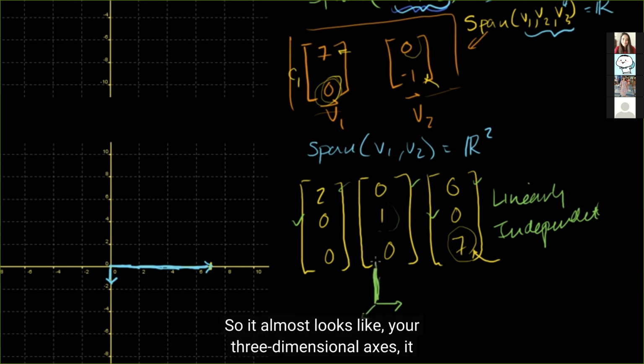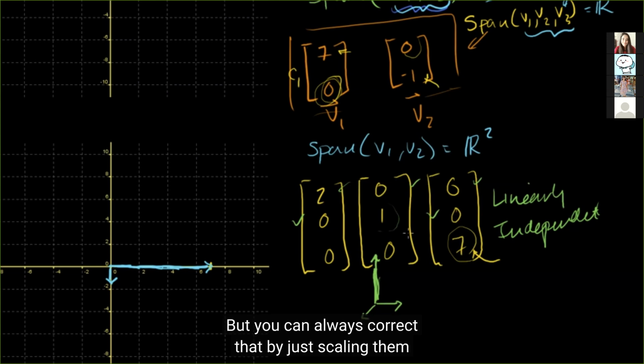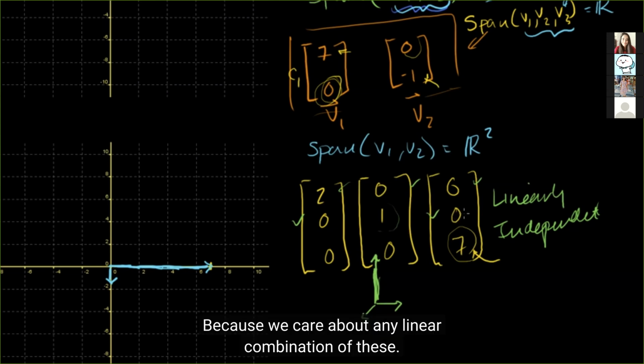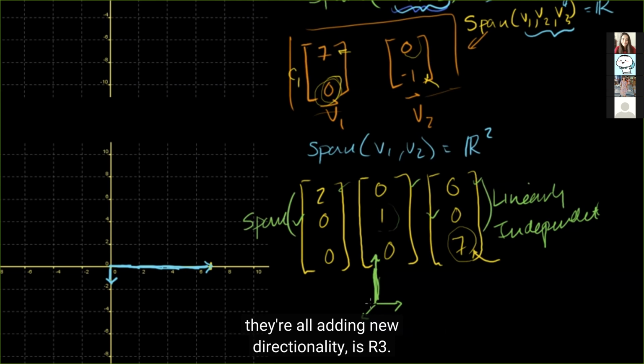So it almost looks like your 3-dimensional axes. It almost looks like the vectors i, j, k. They're just scaled up a little bit. But you can always correct that by just scaling them down, right? Because we care about any linear combination of these. So the span of these 3 vectors right here, because they're all adding new directionality, is R3.